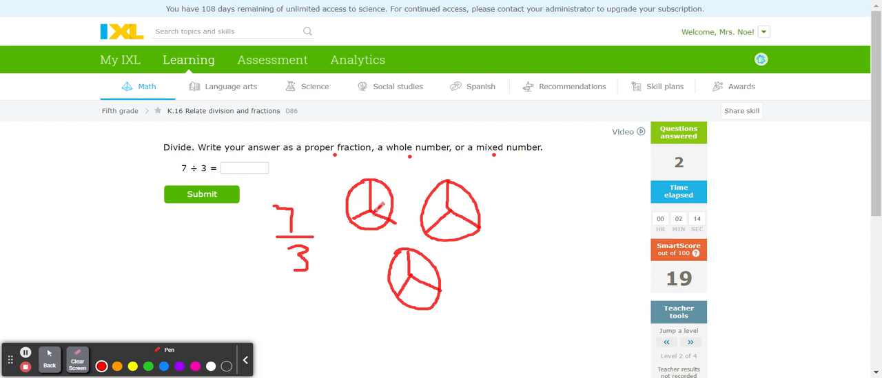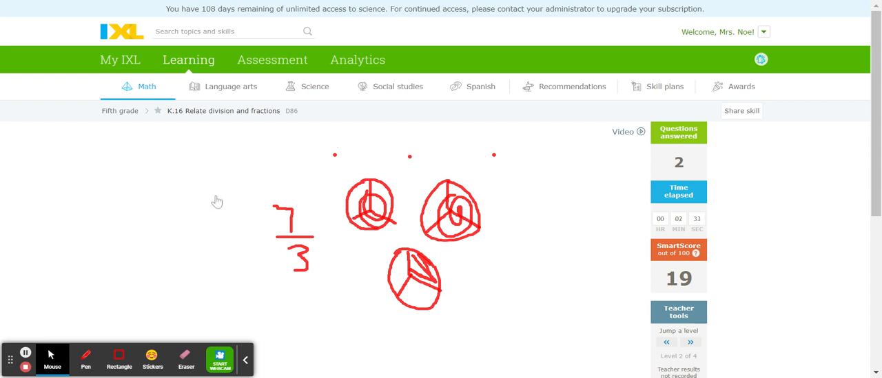Okay. Well, this is 3/3. So that's 1 whole, 3/3. 6/3 is 2 whole and 1 extra piece. So when I type it in, I've got 2 whole pieces, right? 2 whole pizzas and then 1/3. Is 7/3.